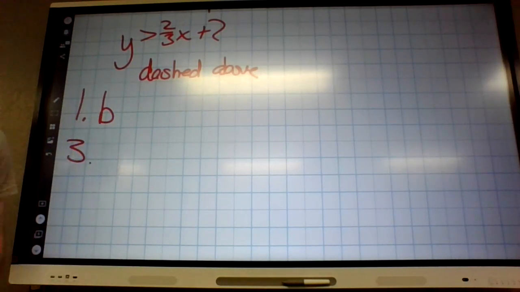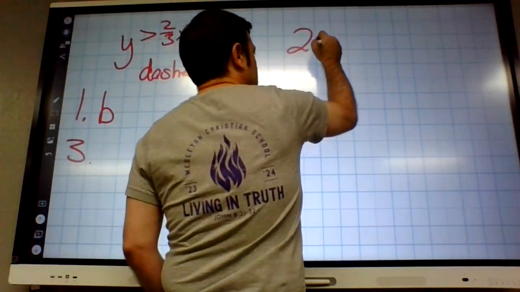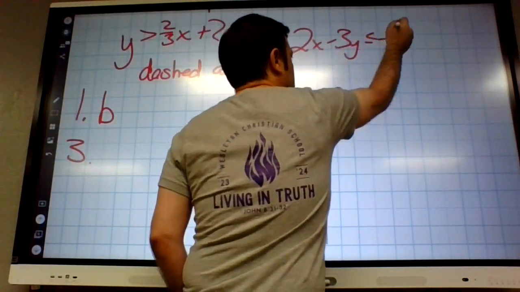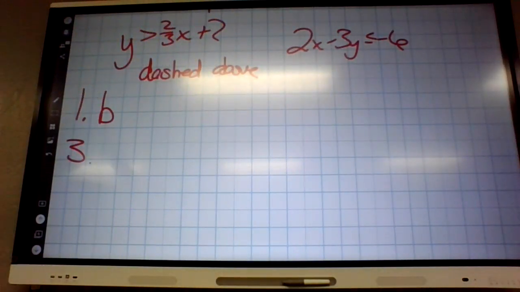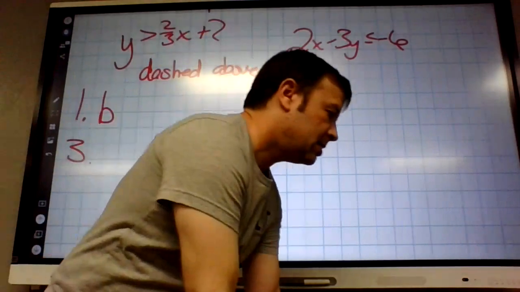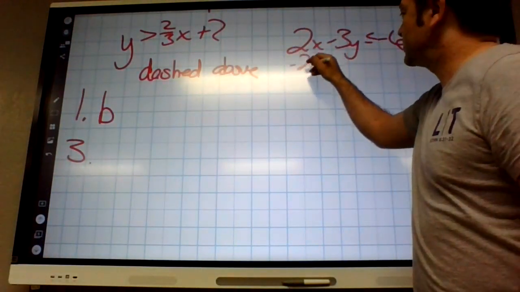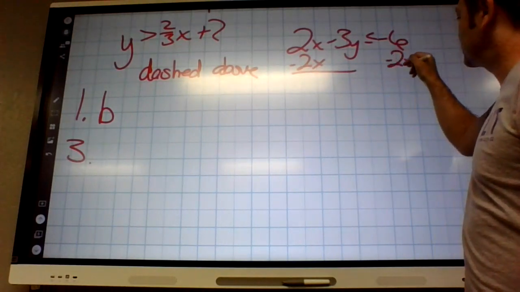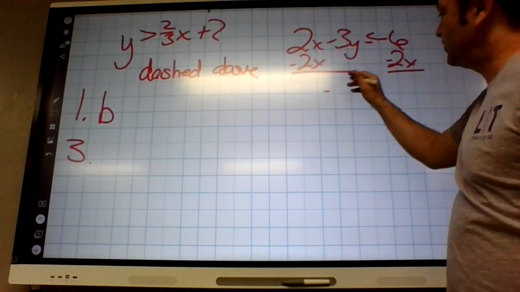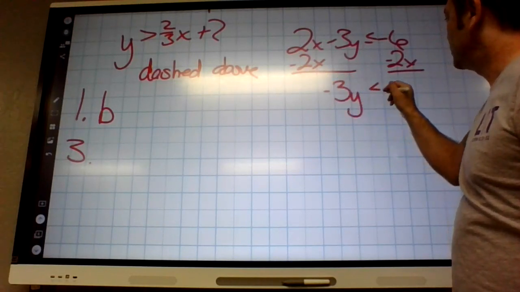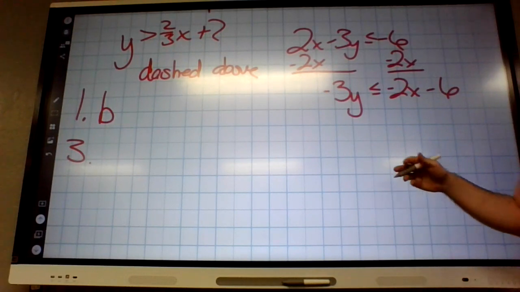Okay, number 3 says 2x minus 3y is less than or equal to -6. How could we figure that one out? Let's solve it for y so it looks like the other one. Right now it's in standard form, which is not great for graphing. If I get y by itself so it's in slope-intercept form, what do I do at this point?